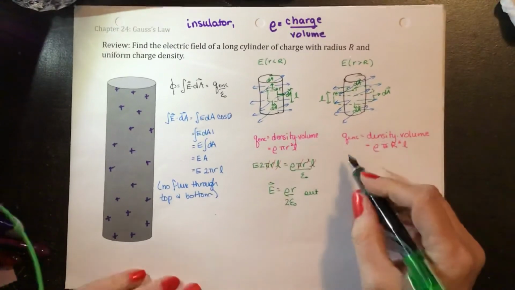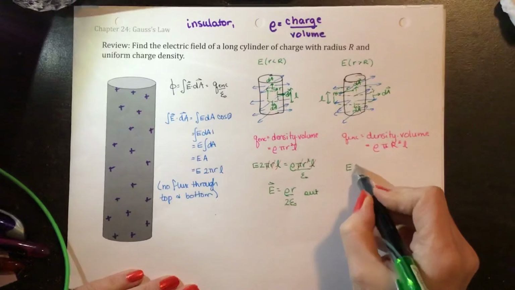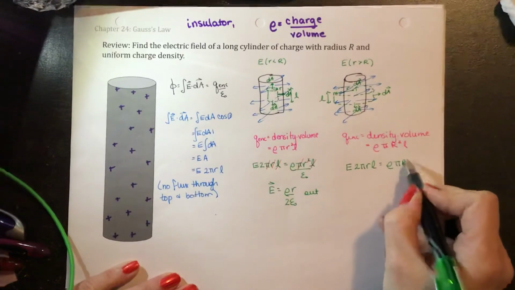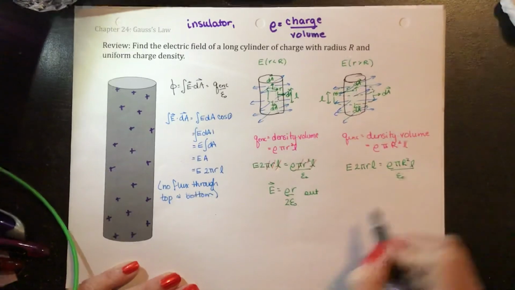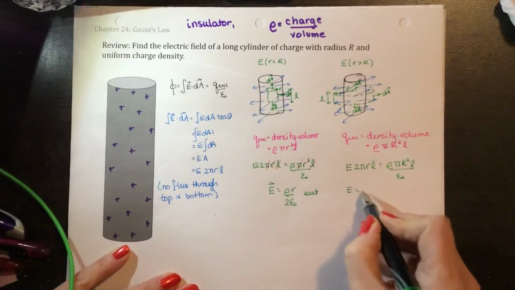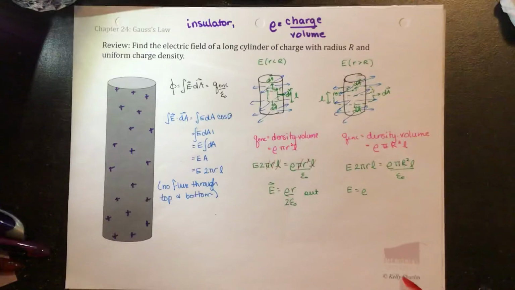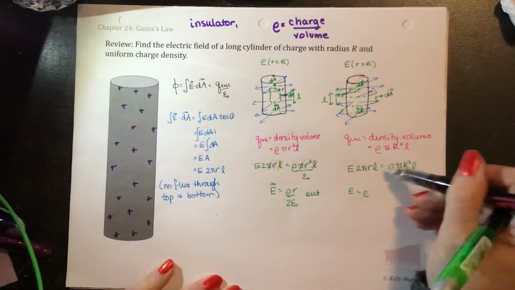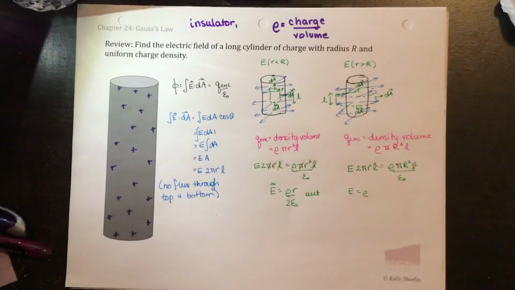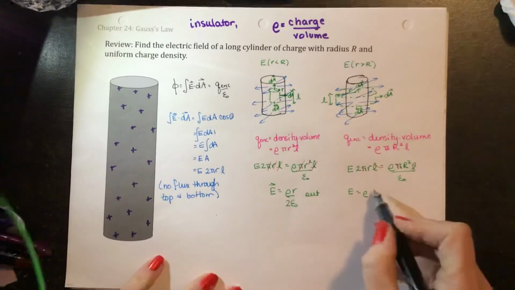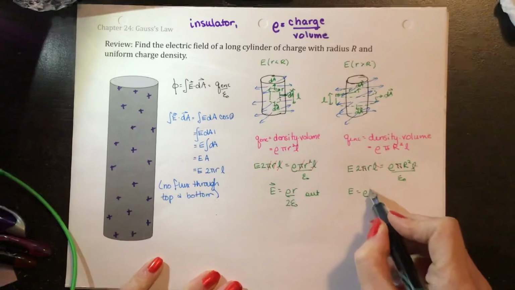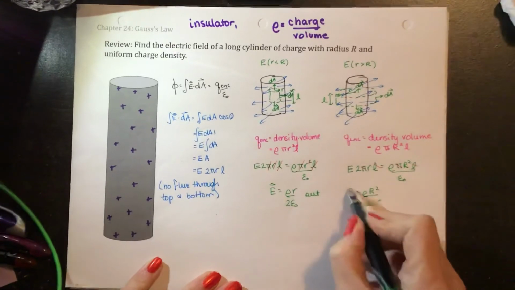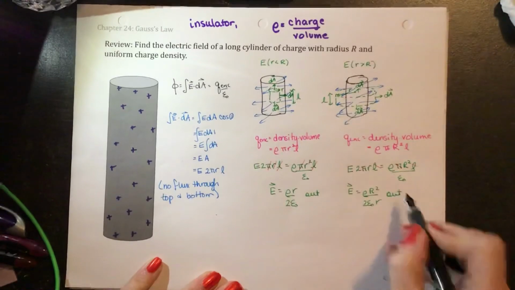Put it all together now. E times 2 pi r L equals rho pi r squared L over epsilon naught. E equals density. Let's see what cancels here. The pi's cancel and the lengths cancel. That's all the cancellation we've got going on there. Rho times r squared over 2 epsilon naught times r, and that's radially outwards.